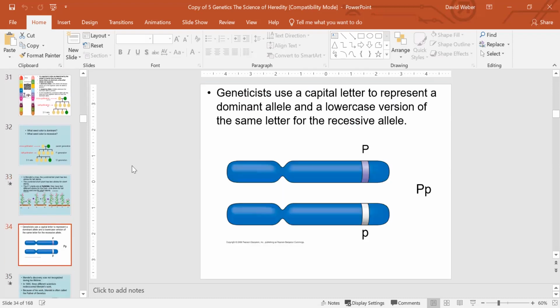Okay, geneticists use capital letters to represent a dominant allele and the lowercase version of the same letter to represent the recessive allele. Write that down. Really important, because when you start doing your worksheets for this chapter, there's lots of capitals and lots of lowercase, and you need to know which one's which. Write that down, put a star next to it. Super important. Pause the video until you're done, then move on.